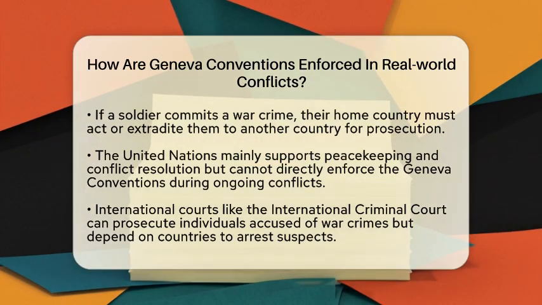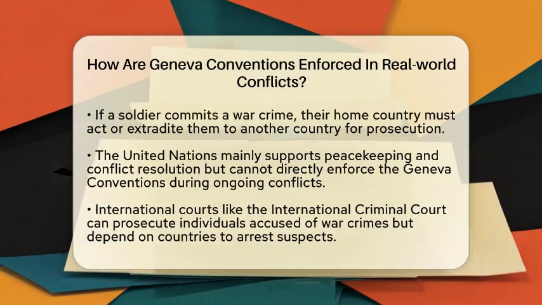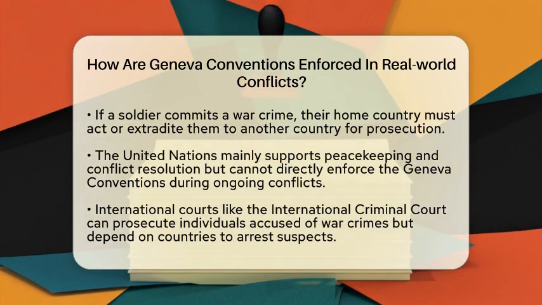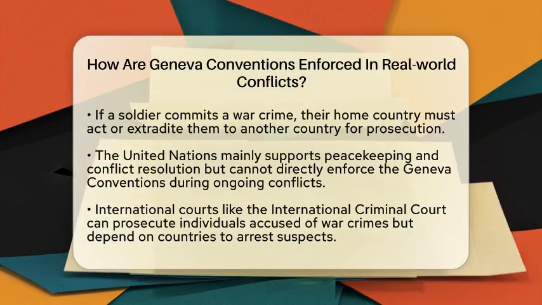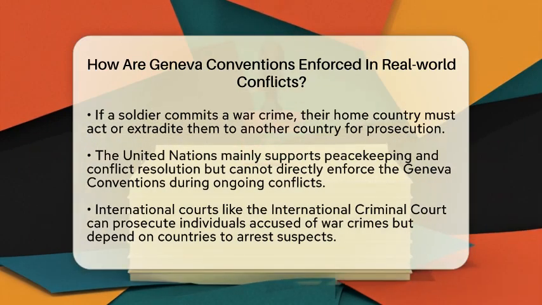International enforcement is more complicated. The United Nations plays a role but mainly focuses on peacekeeping and conflict resolution. It can impose sanctions or send peacekeeping troops, but it cannot directly enforce the Geneva Conventions in ongoing hostilities. Its power depends on the political will of its member states.